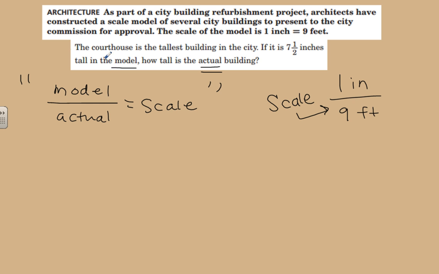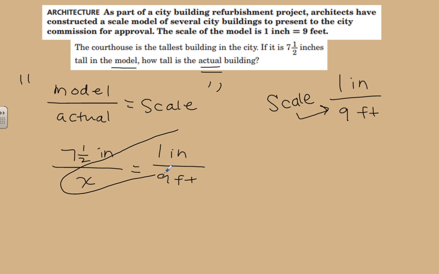So model over actual. The model I know is 7.5 inches tall. And then the actual is what we're solving for, so that's going to be our variable. And we're going to set that equal to our scale, which is over here, which is 1 inch to 9 feet. So with a problem like this, I need to cross multiply. So I'll have 1 times x, right here is just x. And then I'll have 7.5 times 9, which I'm going to do with my handy dandy calculator, and that's going to give me 67.5.